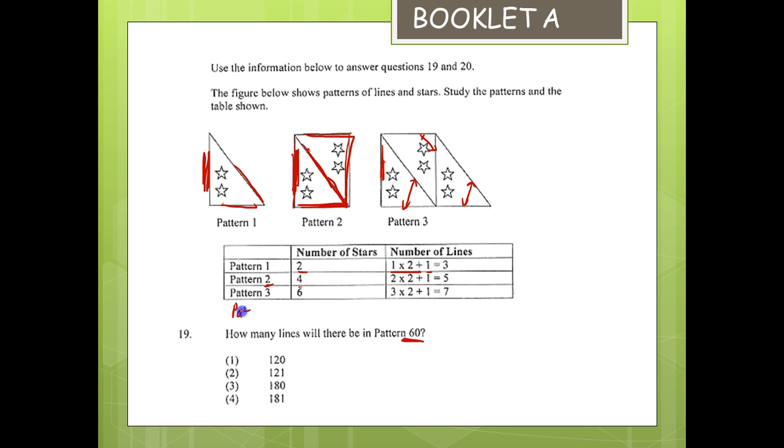So how to find pattern 60? So pattern 3 is 3 times 2. Pattern 2 is 2 times 2. So pattern 60, 60 times 2 plus 1. So it's 121. Option number 2.